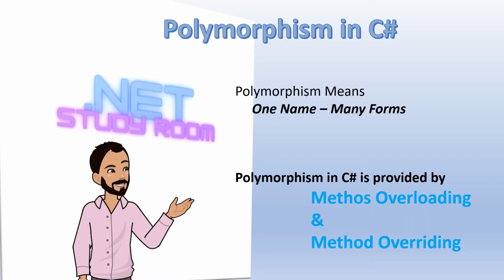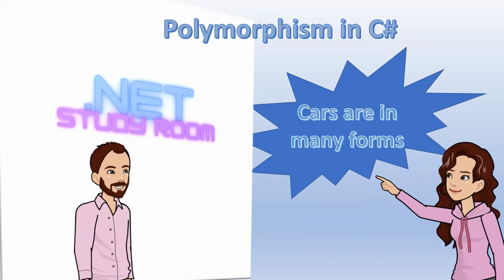The literal meaning of polymorphism is, one name, many forms. It is an important concept in object-oriented programming. Okay, like cars are in many forms, sizes, shapes. So tell us about how C# supports polymorphism.